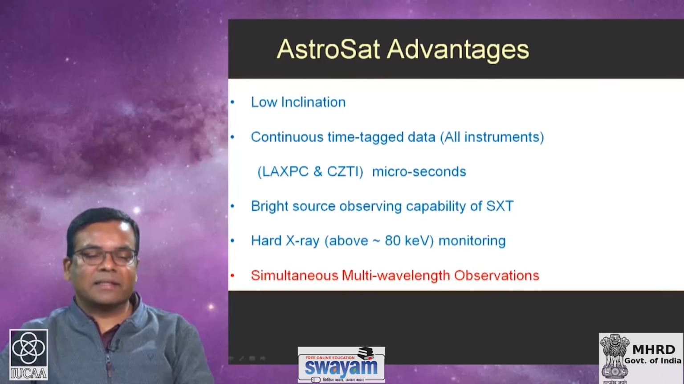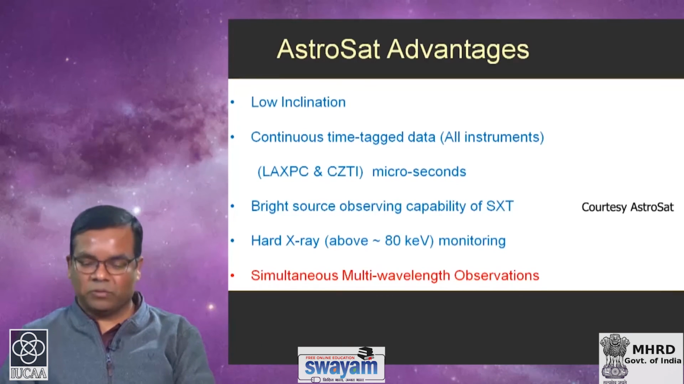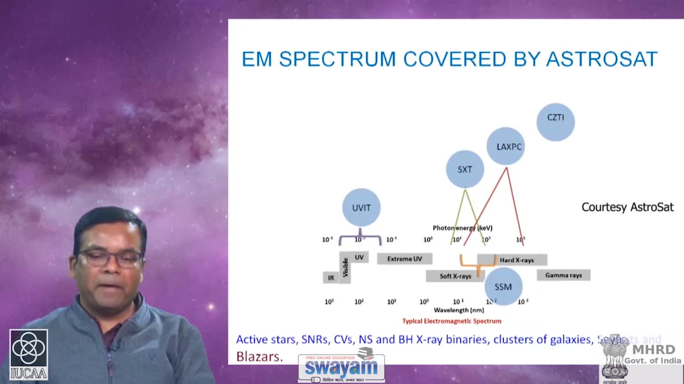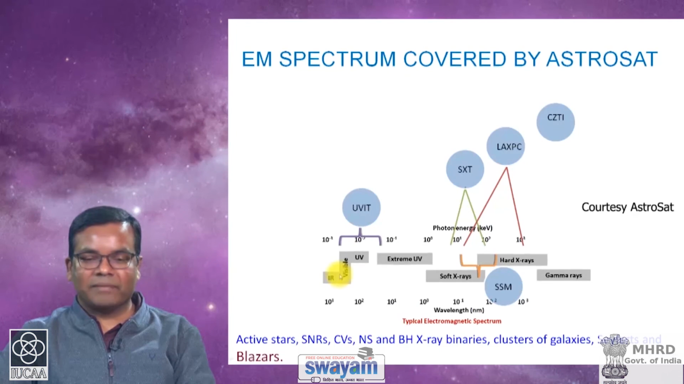One of the detectors, the CZTI, also works as a hard X-ray monitor above 80 keV. And as I mentioned, AstroSat can perform simultaneous observations over multiple wavebands, from optical to hard X-rays. This is the coverage of the AstroSat instruments at various bands.